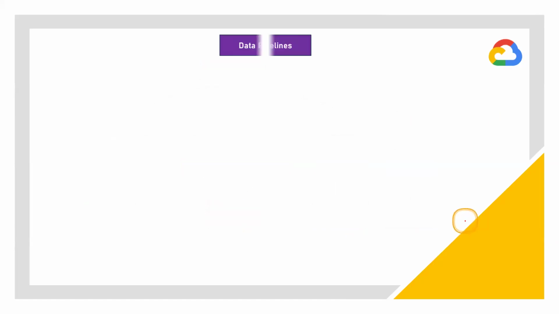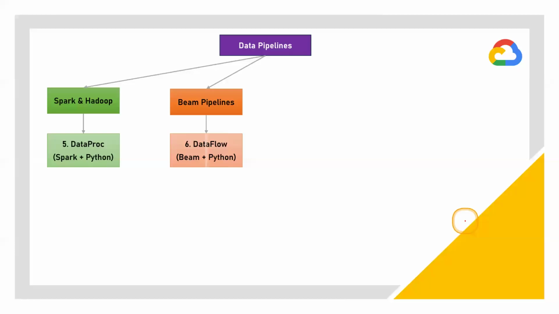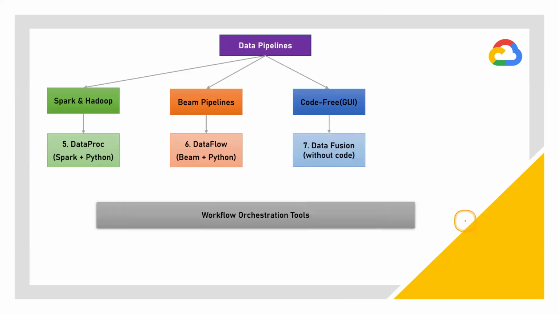And after that, data pipelines. For Spark and Hadoop pipelines, you are using Dataproc. For Beam pipelines, we are using Dataflow. For cloud, code-free, nothing but user interface pipelines, we are using Data Fusion. And for workflow orchestration tools, Airflow.